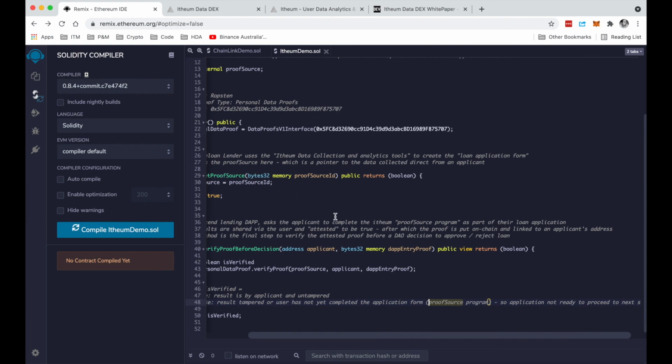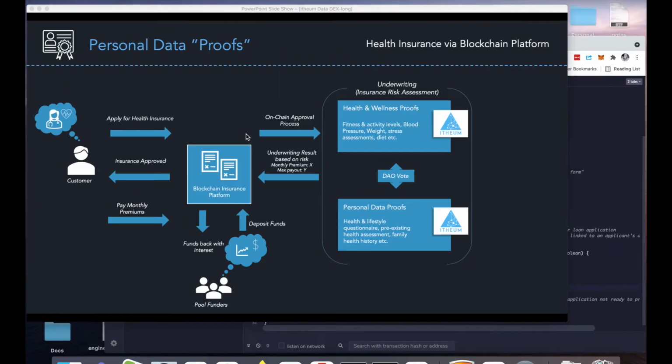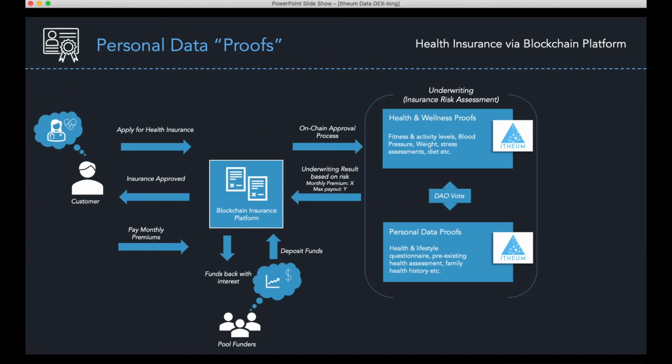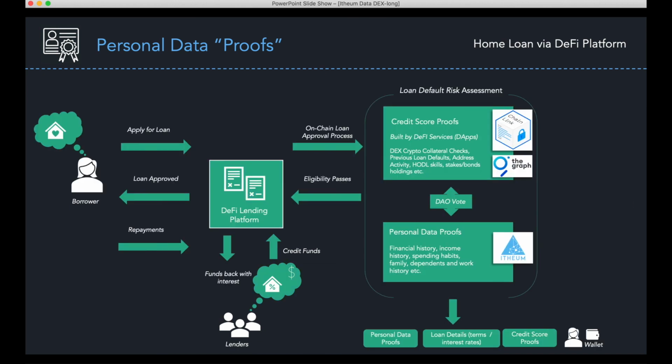I know that was a lot, but I hope this gives you an idea of how personal data proofs are going to revolutionize certain use cases entering into the blockchain for the first time. Stuff like health insurance, stuff like home loan applications, all of these have been really hard to move into the DeFi space. And Itheum enables this through our tooling and our goal to become the world's first decentralized data brokerage.